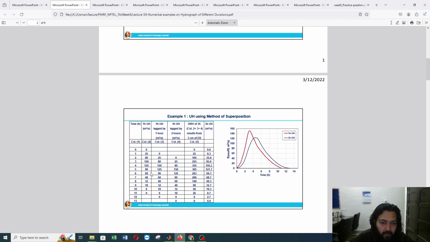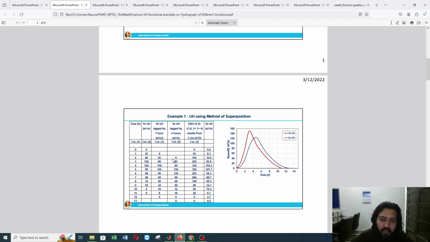See, this is the given data. The first two columns are nothing but the given data. What we have done is taken a lag of 1R, so we have shifted by 1R. Then again we have taken a lag of 1R, right? Now we can see that the first hydrograph was starting from 0, the second hydrograph will be starting from 1, and the third will start from 2, right? So we have a total time lag of how many hours here? 2 hours, right? So now we want to derive a DRH of 3 hours.